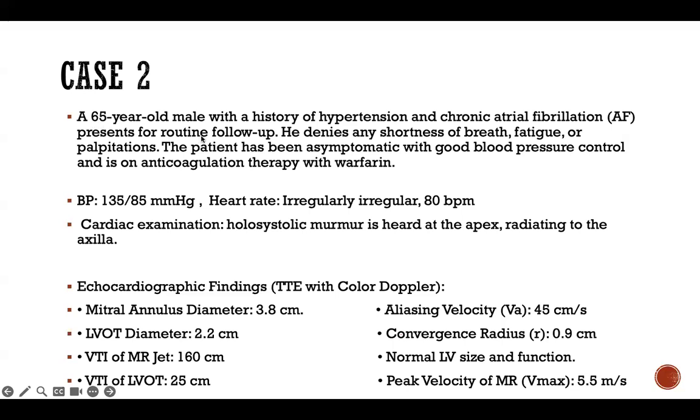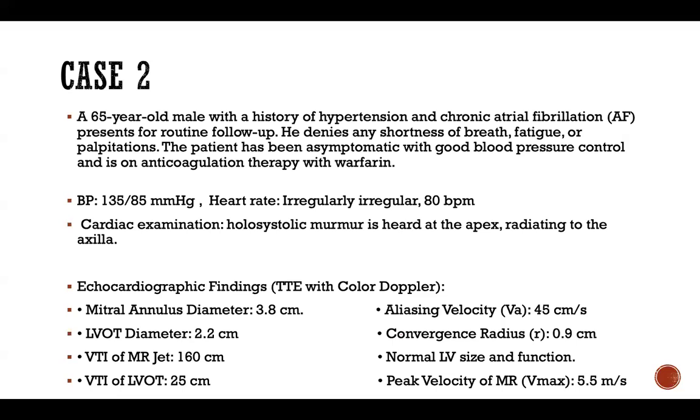A 65-year-old male with a history of hypertension and chronic atrial fibrillation presents for routine follow-up. He denies any shortness of breath, fatigue, or palpitation, meaning the patient is asymptomatic, with good blood pressure control and anticoagulation with warfarin. His blood pressure is okay, heart rate is irregular, around 80 beats per minute. Examination showed holosystolic murmur heard at the apex radiating to the axilla, meaning that he most likely has mitral regurgitation.